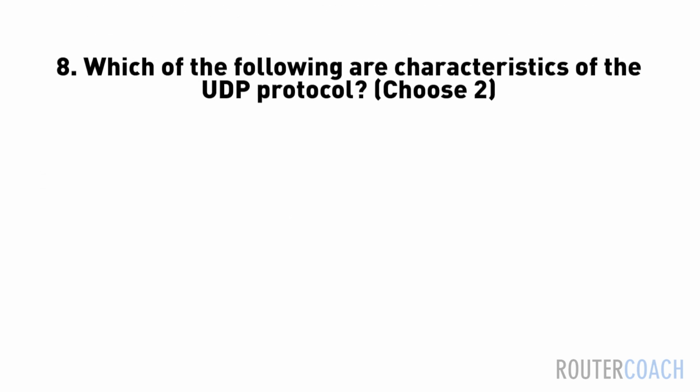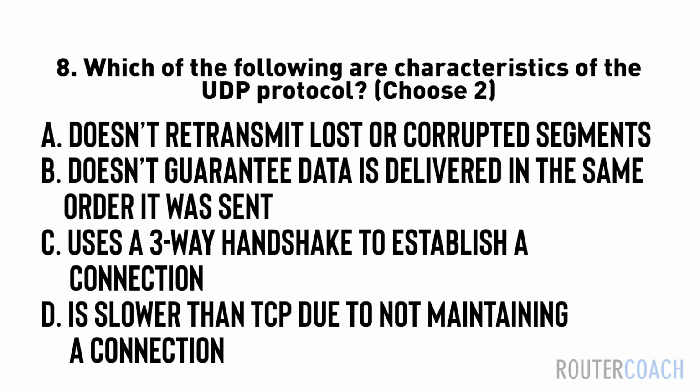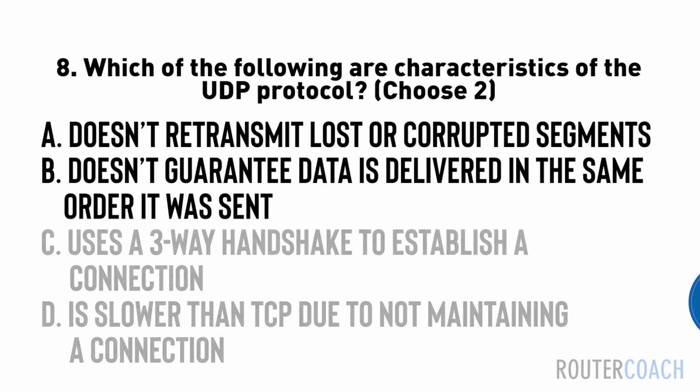8. Which of the following are characteristics of the UDP protocol? Choose 2. A. Doesn't retransmit lost or corrupted segments. B. Doesn't guarantee data is delivered in the same order it was sent. C. Uses the three-way handshake to establish a connection. D. Is slower than TCP due to not maintaining a connection. The answer is A and B.